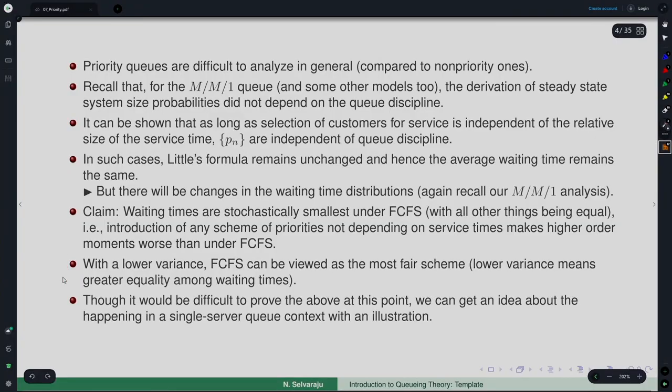So that's the implication when you look at variance as a measure of fairness, in a way. The lower variance would give you fairer waiting times for all the customers. Now, this claim is very difficult to prove at this point with all the materials that we have at hand, or even, as we are going to see later on.